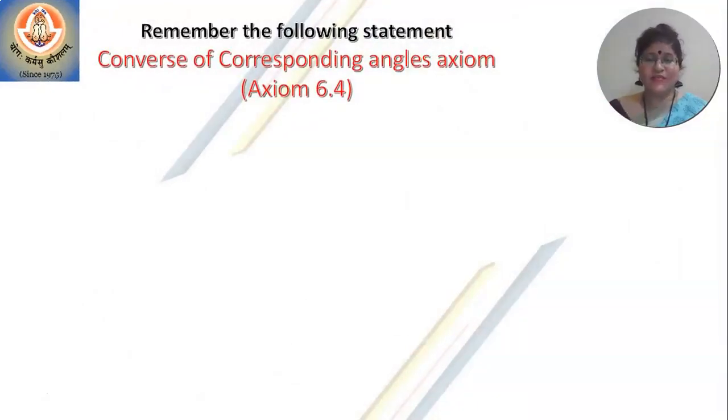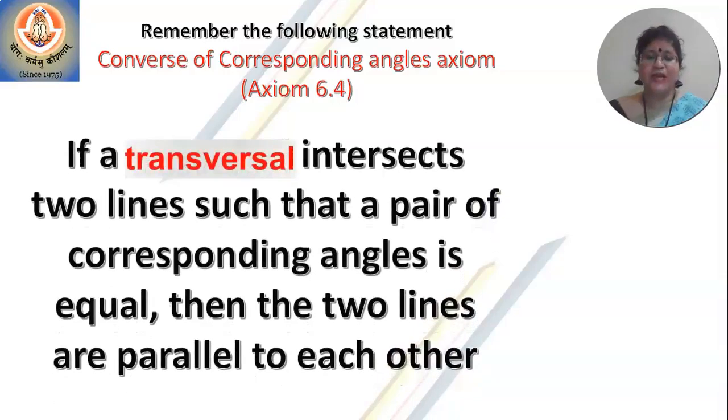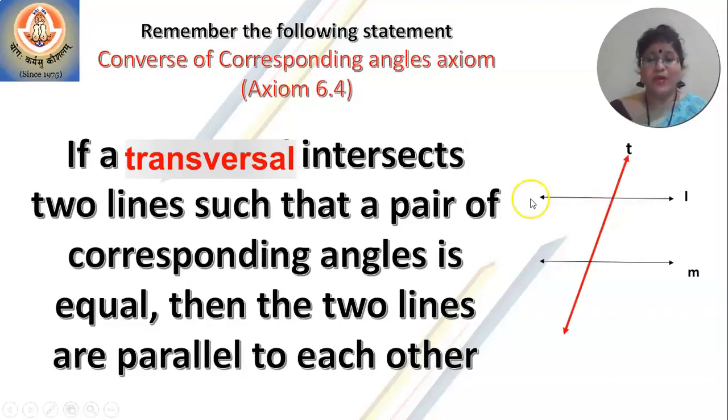Now remember the following statement. I want you to take a notebook and write down converse of corresponding angle axiom. In the textbook it is stated as axiom 6.4, and this is the statement of the axiom. If a transversal intersects two lines such that a pair of corresponding angles is equal, then the two lines are parallel to each other. So what does this statement mean? If a transversal intersects two lines such that a pair of corresponding angles is equal.